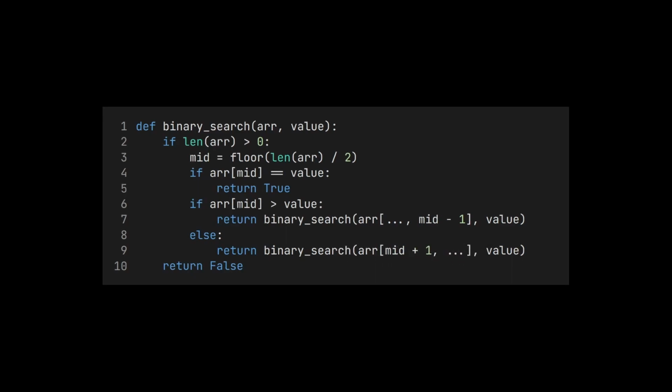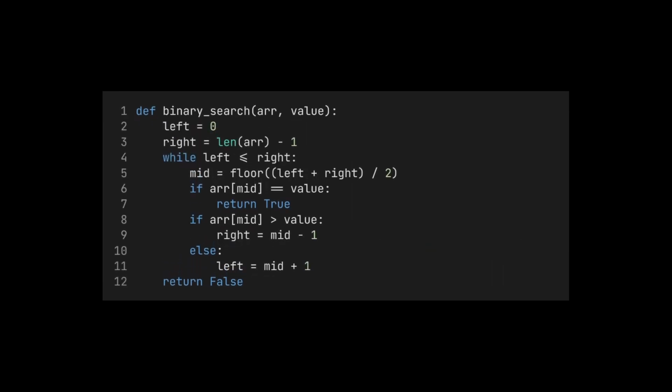Here I've implemented binary search as a recursive function. This means that the function is calling itself. I think that this way you can better understand the idea of the algorithm. Most binary search implementations, however, don't use recursion, which looks like this.